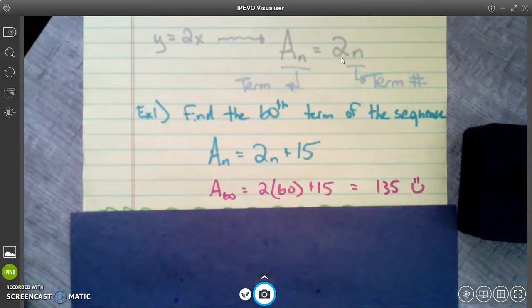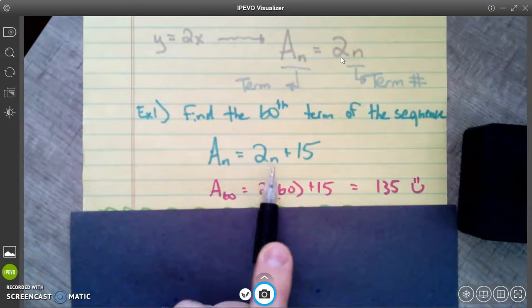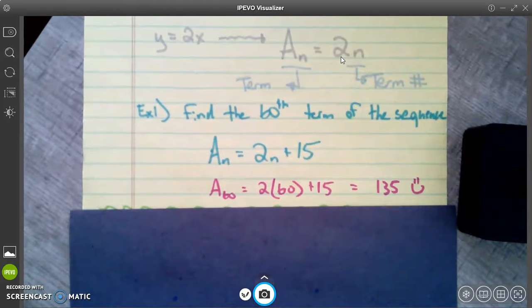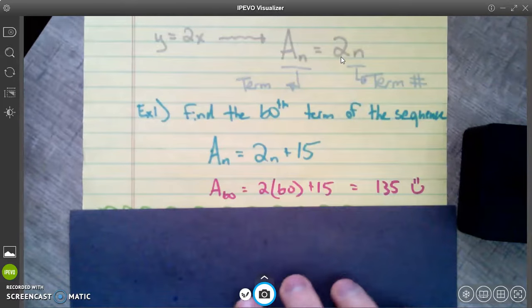Something common in this kind of section would be find the first 4 terms of the sequence. That's fine. Plug in a 1, plug in a 2, plug in a 3, plug in a 4. That would give you the first 4 terms. Okay. Piece of cake. We're off and running. There's a lot of stuff we can do with sequences, but there's one thing in particular that we're going to focus on, and we'll get there soon.